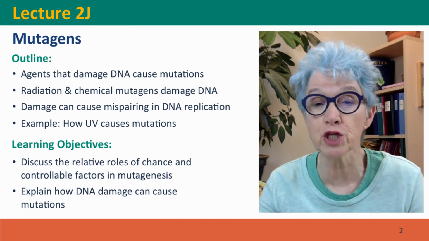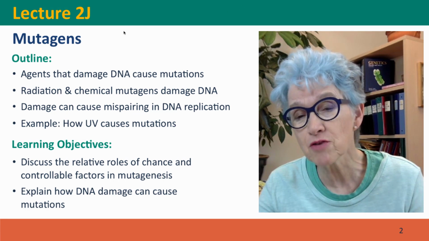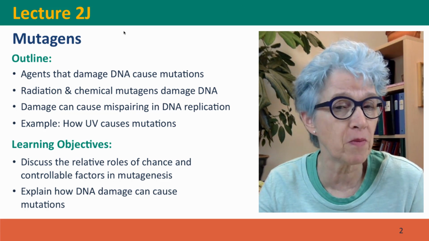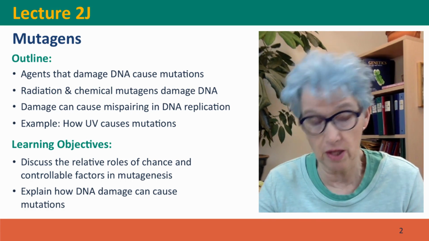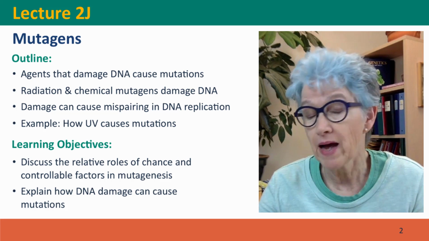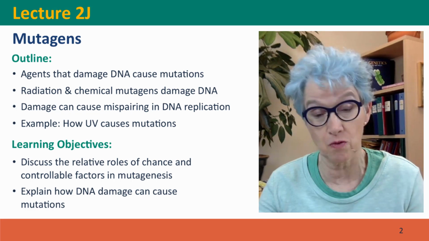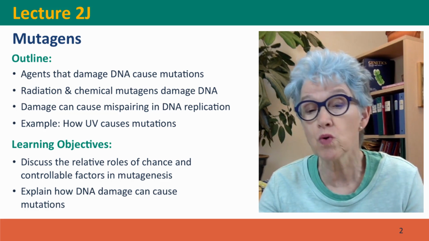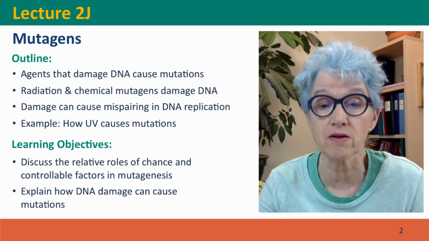This is lecture 2J, where we're going to talk about mutagens, agents that increase the frequency of mutation above the background rate. These chemicals and radiation, that's what they mostly are, usually act by damaging DNA, and the damage then causes DNA polymerase to make mistakes that it wouldn't otherwise make. We'll work in detail through one example, that of ultraviolet radiation.